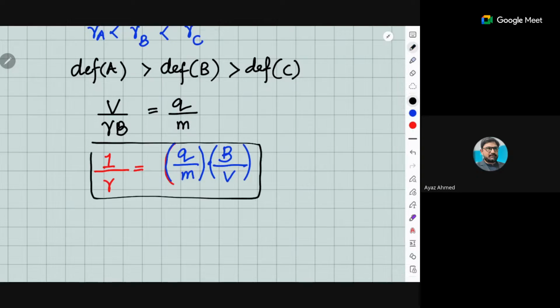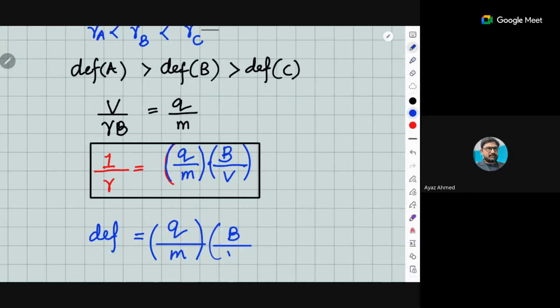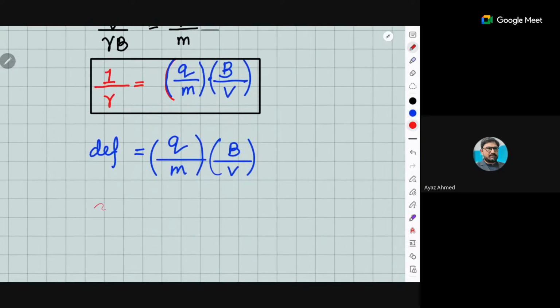Hello, everyone. Yes, sir. Okay. So instead of writing this 1 upon R, the deflection of the charged particle is q by m into B divided by v. So is it correct now? Which charged particle will have more deflection? From here, deflection is directly proportional to the charge to mass ratio of the particles if they have entered in the same B and they have the same v. Are you getting my point?